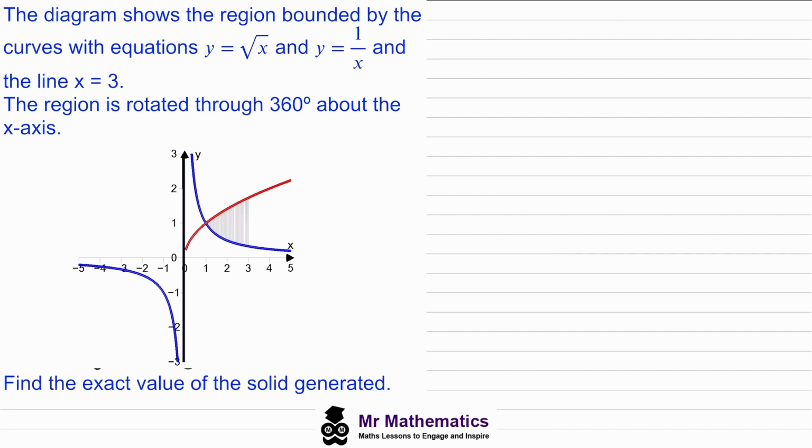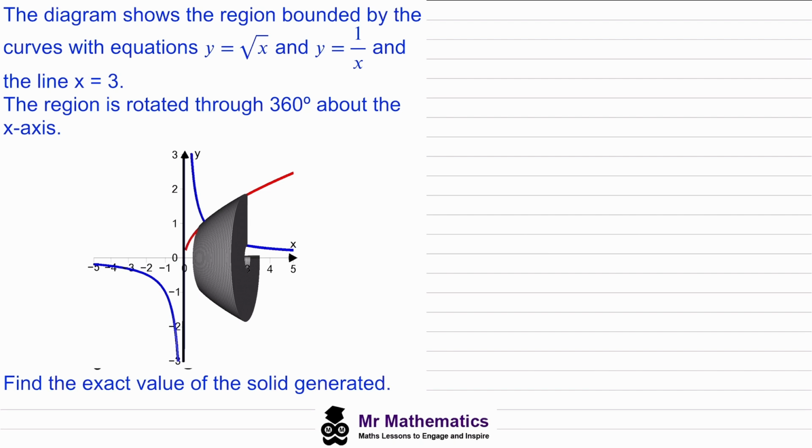would look like. So you can see the area is being rotated around the x-axis by 360 degrees, or 2 pi radians. And you can see as it goes through the other side, we create this composite solid of revolution. And we've been asked to find the exact value of the solid generated.